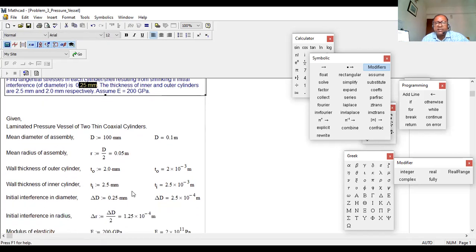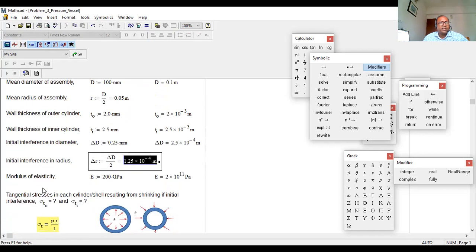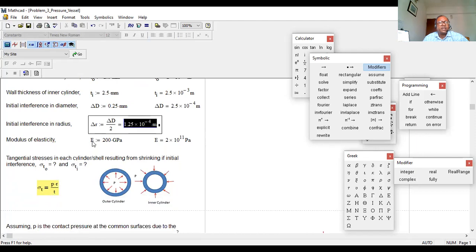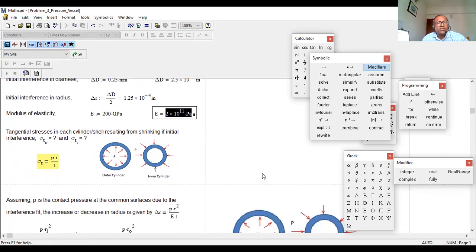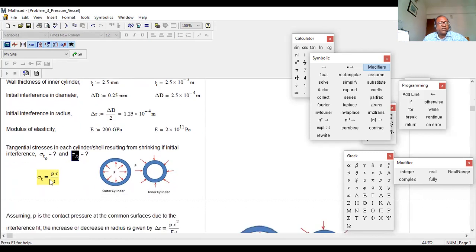So what will be the interference in the radius? This is the interference in diameter, converting to interference in radius, divided by 2. This is the interference in radius. Then modulus of elasticity E equal to 200 gigapascal. You convert it to Pascal. Okay. So what do they say? Figure out the tangential stress in each cylinder. That means sigma T naught, this means the outer cylinder, and this is the inner cylinder. So what is our formula? This one.